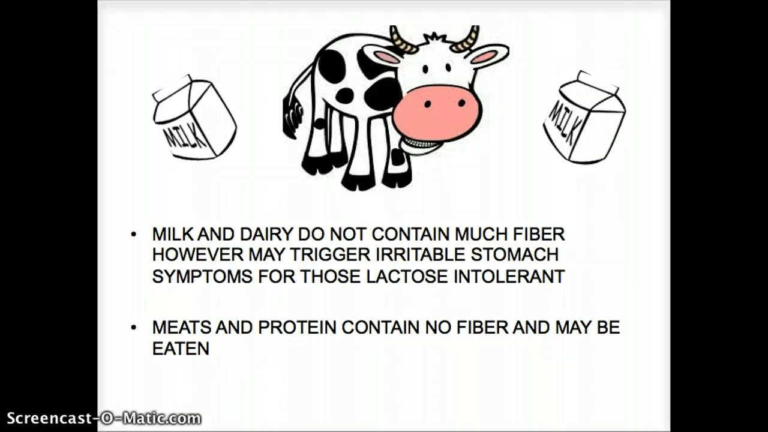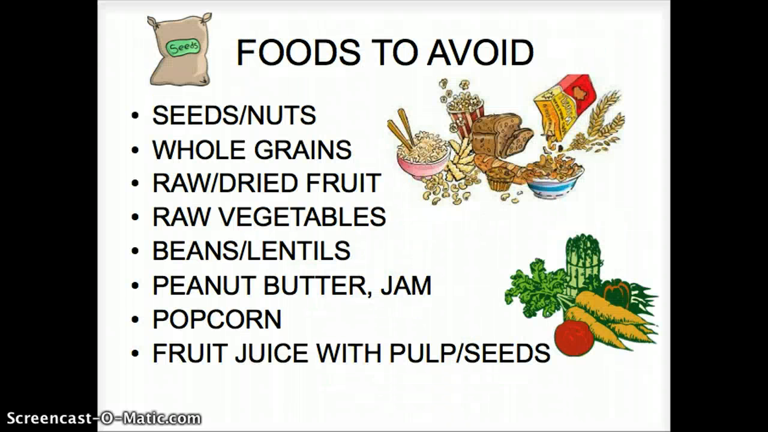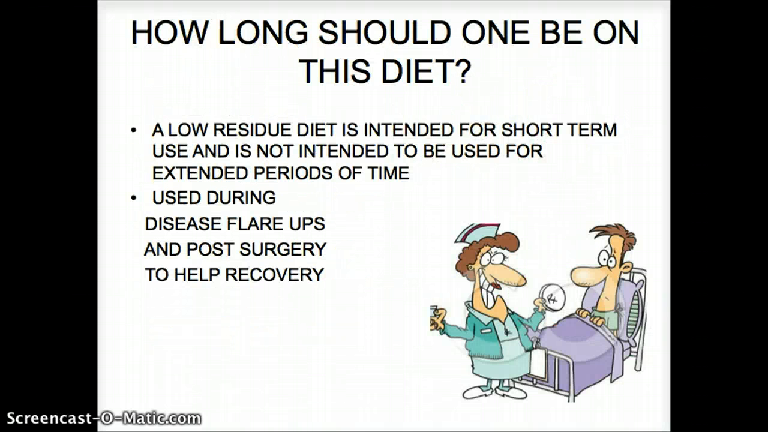Meats and proteins contain no fiber and may be eaten on a low residue diet, so those are good choices. Butter, mayonnaise, vegetable oils, and margarine are also permitted on this diet. And foods to avoid would be seeds and nuts, whole grains, raw and dried fruit, raw vegetables, beans and lentils, peanut butter and jam, popcorn, and fruit juices with pulp and seeds, as all of these foods contain high amounts of fiber.